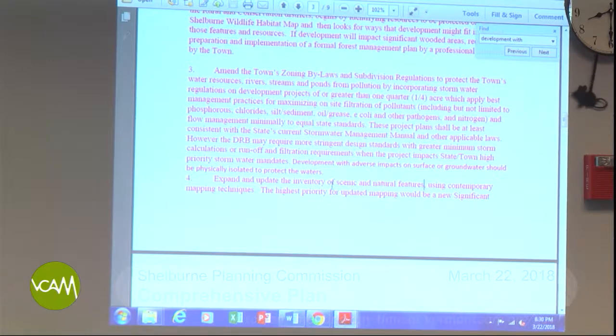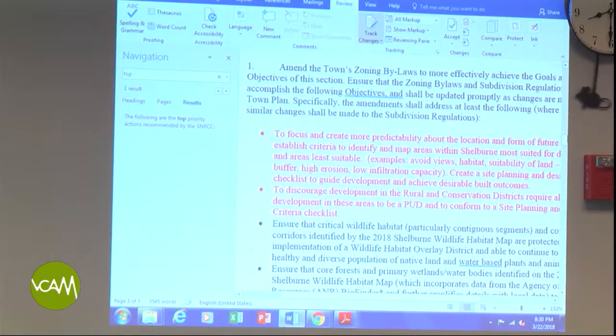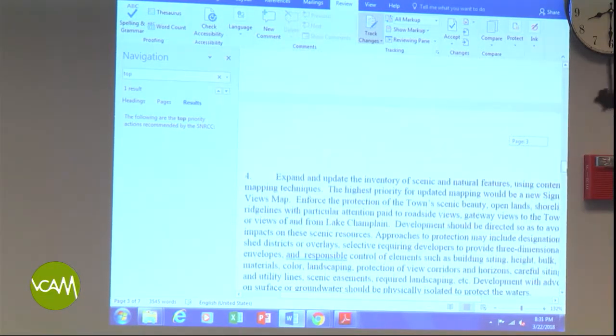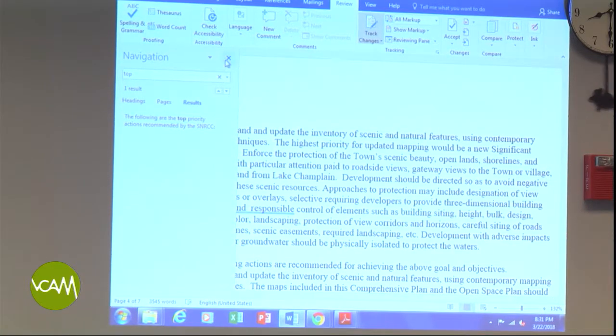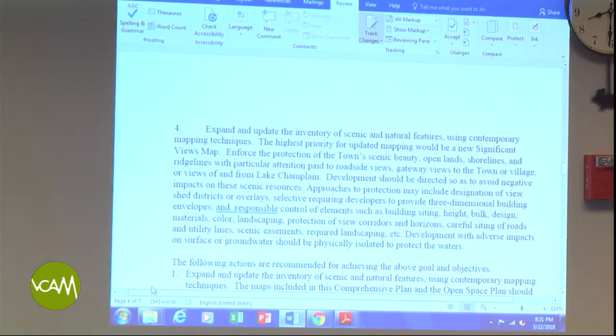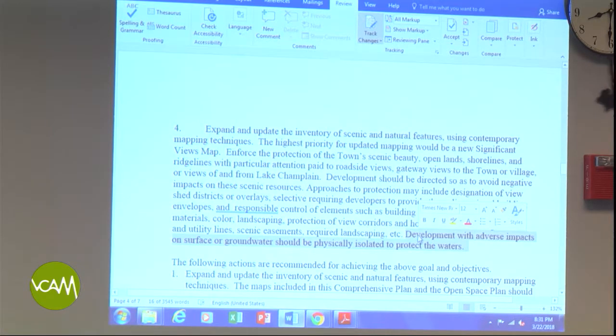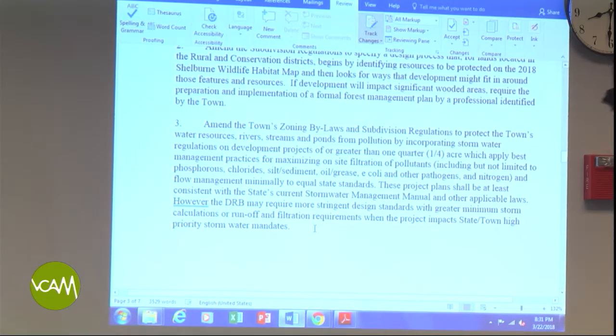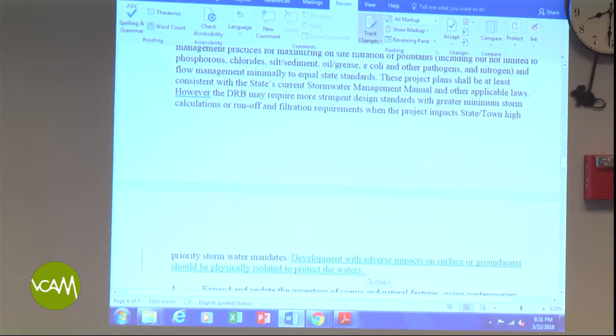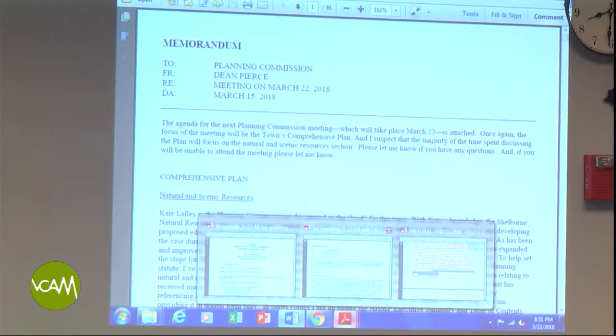So number 4 has this last line, development with adverse impacts. But in the original one, it's actually at the end of number 3 here. And I think that line, because it talks about impacts on surface and groundwater, belongs with number 3, because it talks about water, whereas 4 talks about updating inventory of scenic and natural features. My goof. No goof. That's why so many eyes are good. Yeah, that's right.